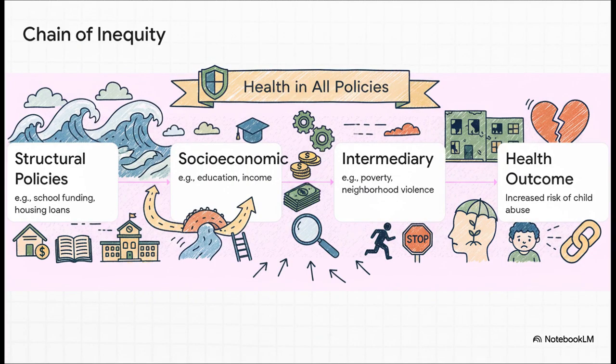So let's actually trace that chain. On the far left, you see it all starts with structural policies. Big things like how schools get their funding or who gets approved for a housing loan. These policies then directly impact a family's socioeconomic position, their education level, their income, and that in turn creates the intermediary conditions they live in every day, like poverty or neighborhood violence. And what's at the very end of that chain? The health outcome, that tragic increased risk of child abuse.